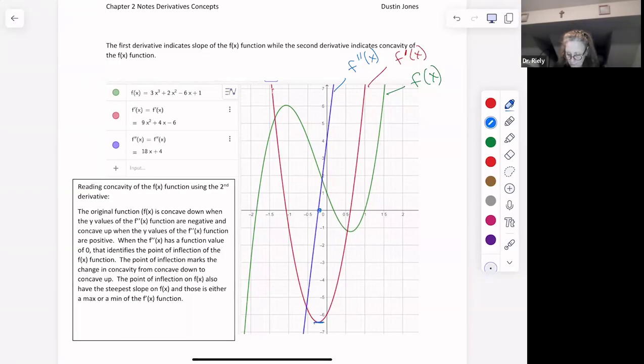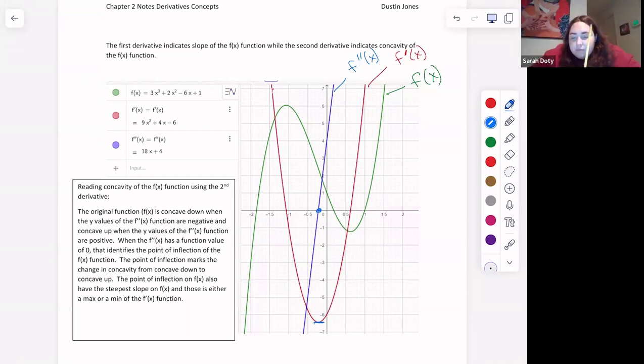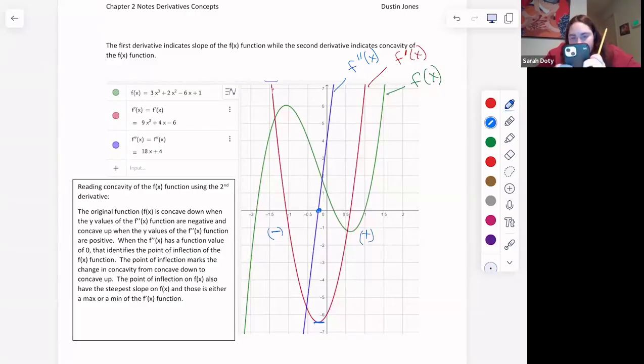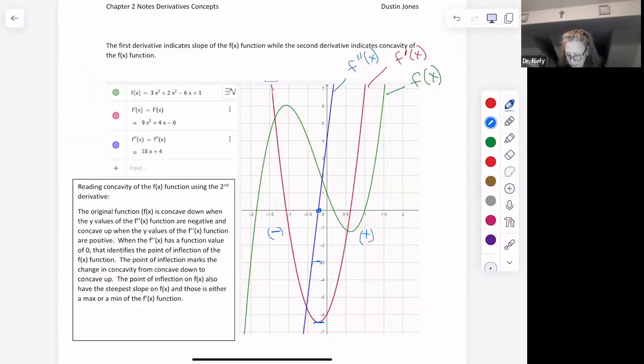So I'm here. This is going to be a 0 of my second derivative. And then it's going to be a positive slope because the slope values go from negative here to positive here. So I'm reading off negative values down here, reading off positive values up here. Okay, so that's good.